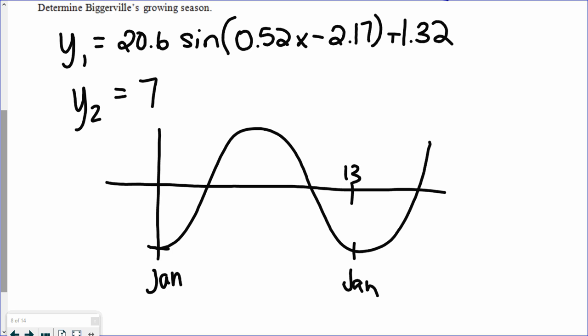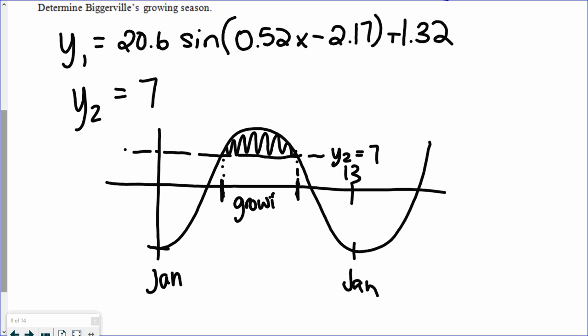So what we want to figure out is, if we do our second line, y2 equals 7, what is this amount of time? What we want to be figuring out is when does the growing season start, and when does the growing season end? So this is the growing season, and again, that's when it's greater than 7 degrees.